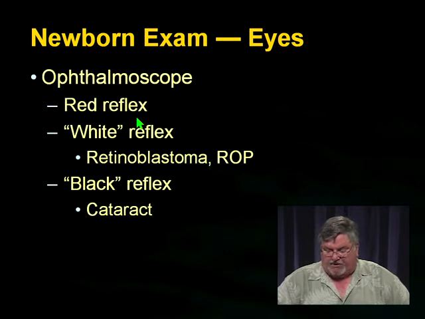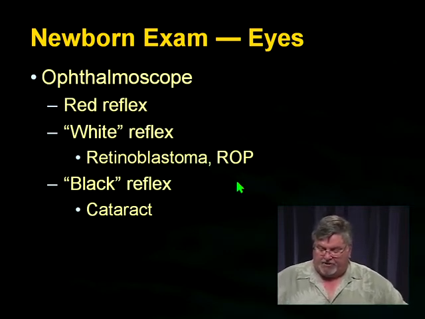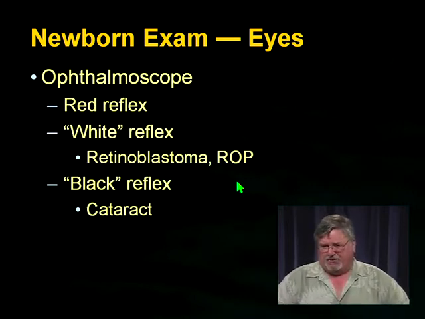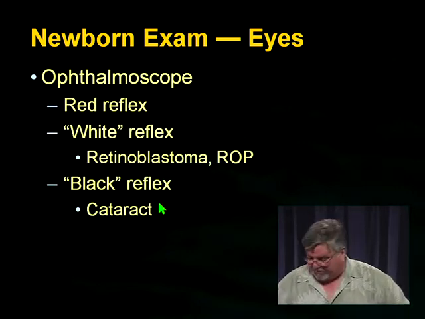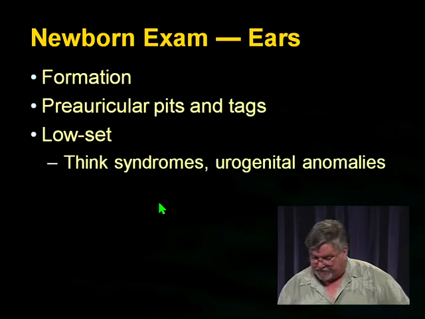Red reflex, which is normal. White reflex, which can indicate either retinopathy of prematurity, so you have to have been premature in order to be able to diagnose this, right? And retinoblastoma is a white reflex. The so-called black reflex generally indicates a cataract.